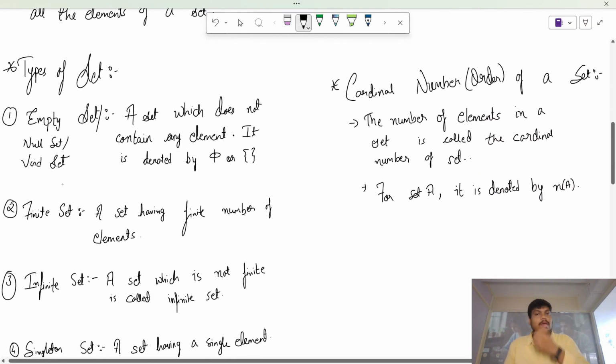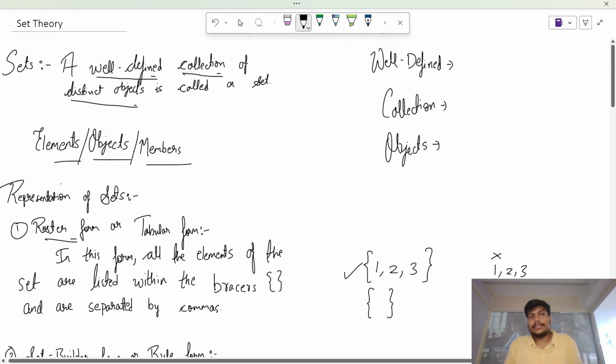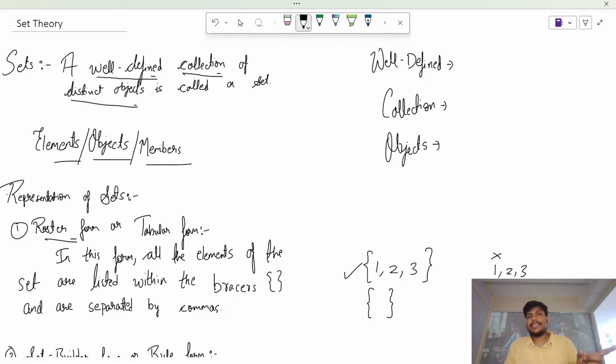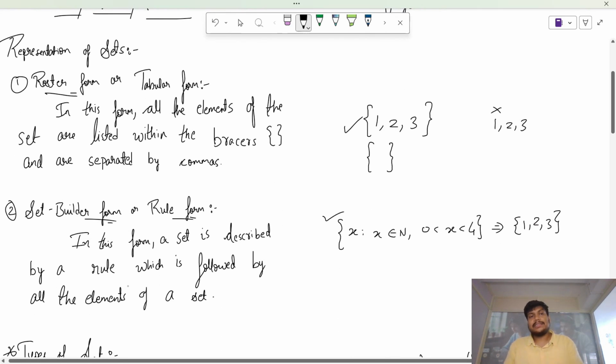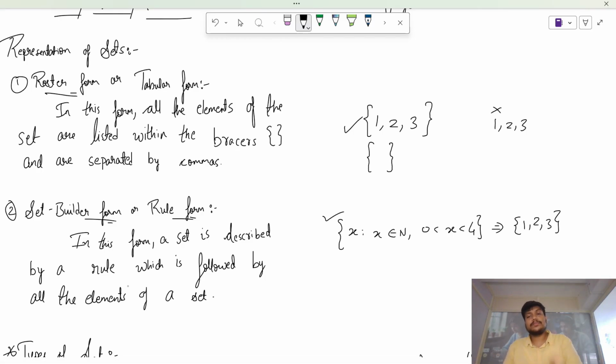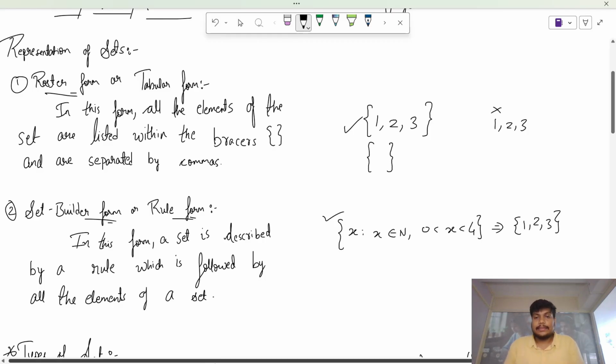Second, types of sets. Up till now, whatever we have done, we'll just revise it quickly. We have understood what a set is. A set is a well-defined collection of distinct objects. So no repetition in sets, and the order in which you have written your elements is of no importance. So if I write 1, 2, 3 or 3, 2, 1, it means the same thing. Second thing is representation of sets. Representation of sets has two ways. First is roster form, where you directly list out your elements, and second is set builder form, where you give some description of what a set should look like. This is roster form and this is set builder form.